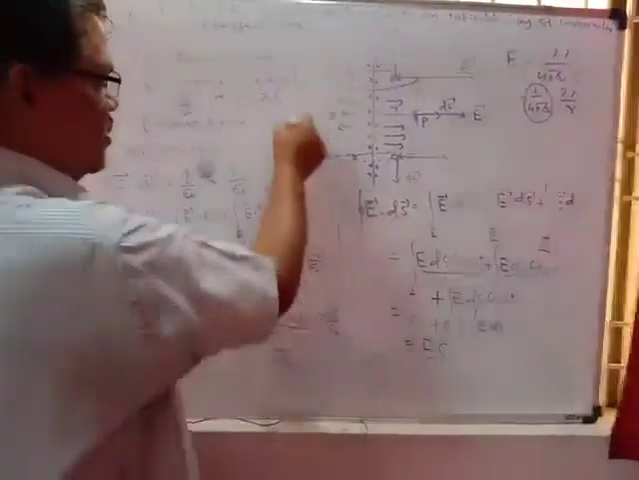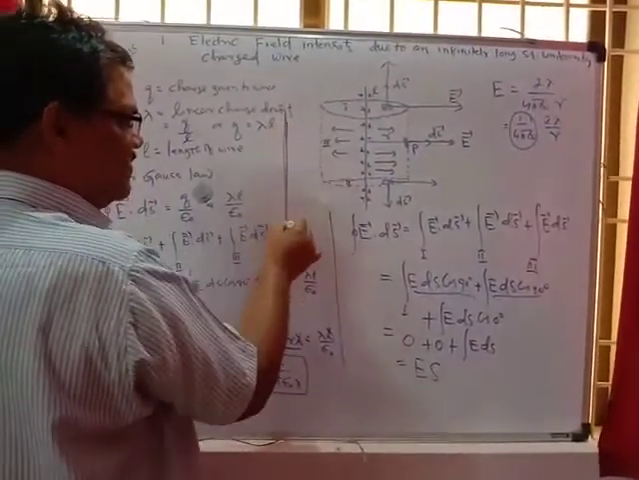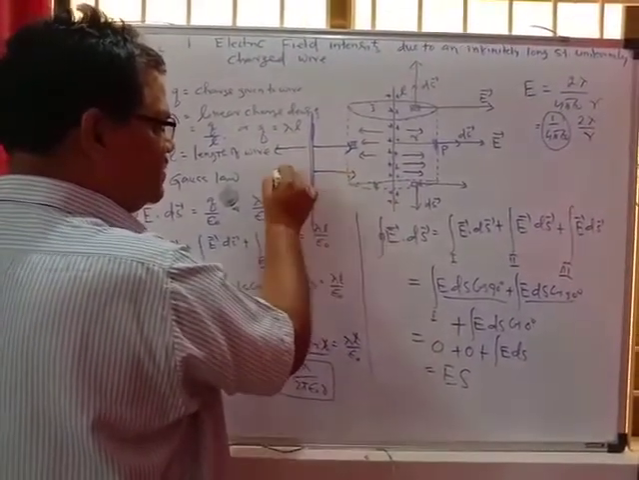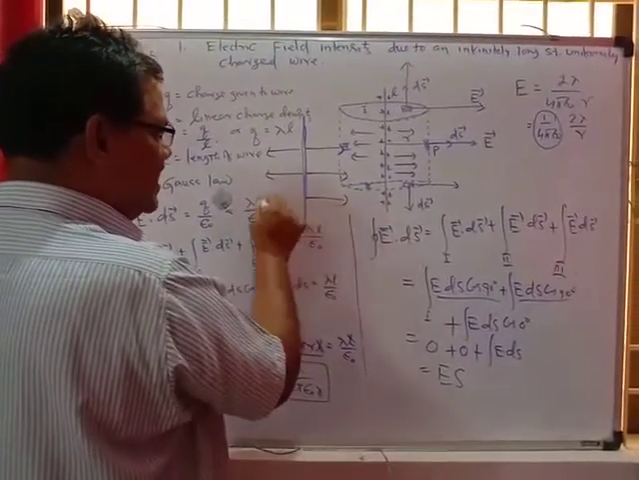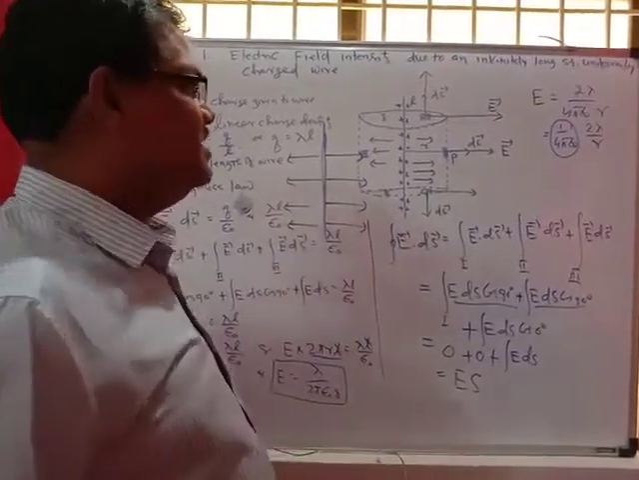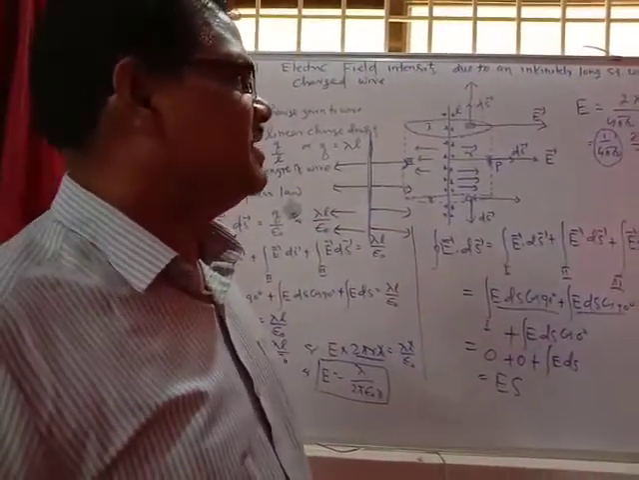So if it is a long straight conductor like that, you can get the electric field intensity along this direction and this direction also. This is all about the electric field intensity due to an infinitely long straight conductor.